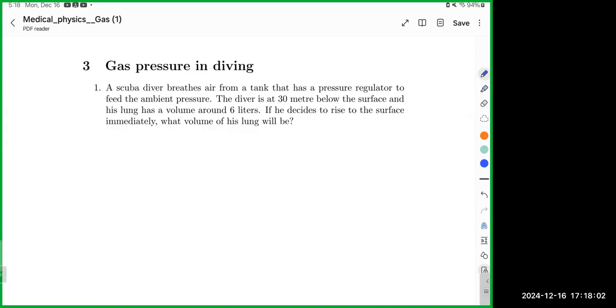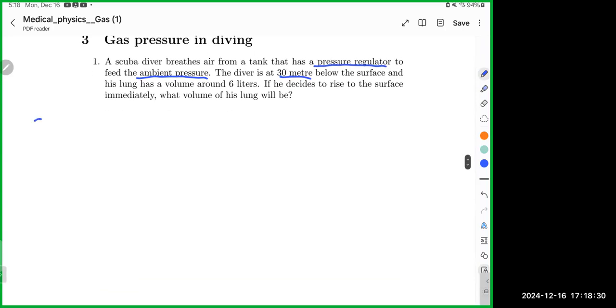I would like to go from the direct way. Okay, from the direct way. A scuba diver breathes air from a tank that has a pressure regulator to feed the ambient pressure. The diver is at 30 meters below the surface. Here is the surface of water. And here is a diver with the air tank.